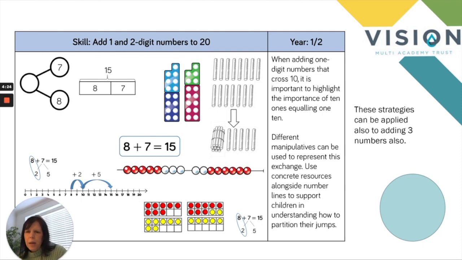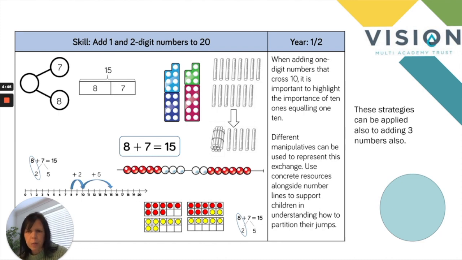You can see here we're beginning to use our number bonds a lot more, so the 8 add 7 equals 15. You can see that the 7 has been partitioned into 2 and a 5 so that they can recognise 8 and 2 quickly to make the 10 and then add on the 5 separately. Again, that's demonstrated on the number line there.